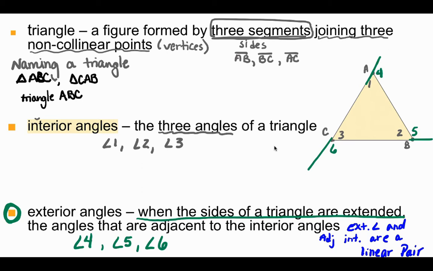Now, the exterior angle is always going to be adjacent to one of the interior angles. And not only are they going to be adjacent, but they're also going to form a linear pair. So you're going to see that an exterior angle and its adjacent interior angle will form a linear pair.